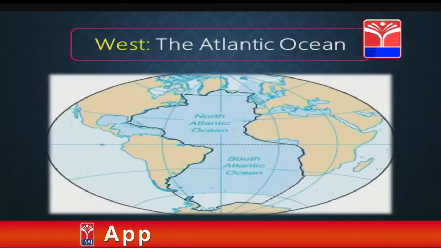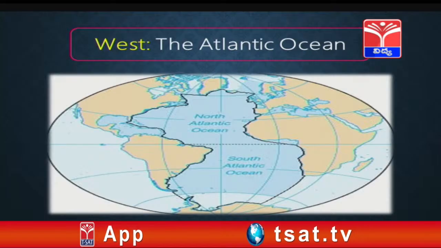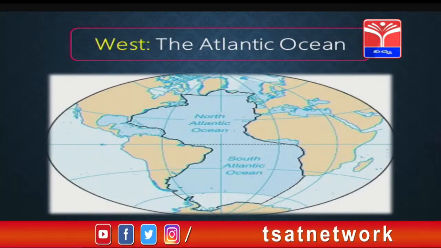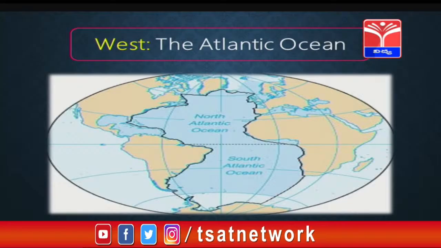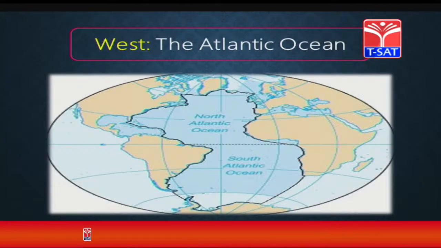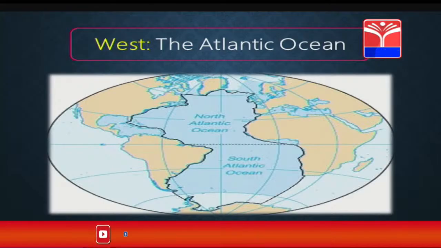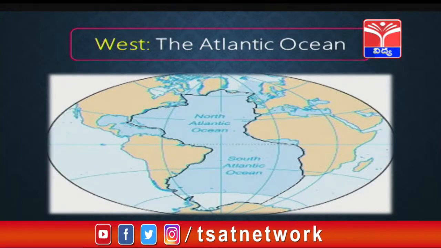West, the Atlantic Ocean. As you can see, the marked area between Europe and North America is the Atlantic Ocean. It is the second largest ocean in the world, which separates Europe and America. Some 500 years ago, Europeans found a sea route to North America and settled millions of people there comfortably.